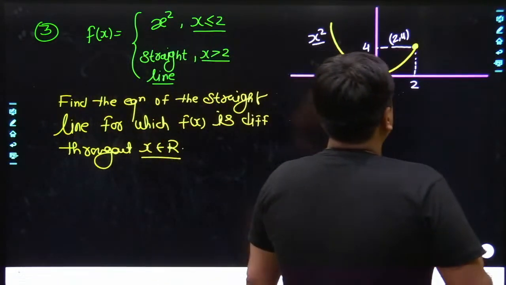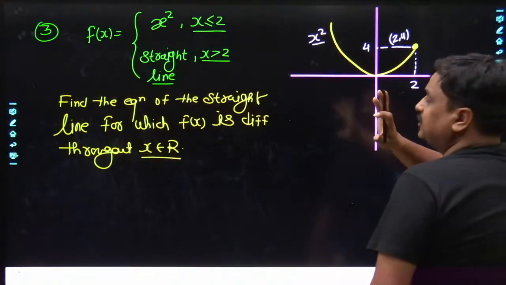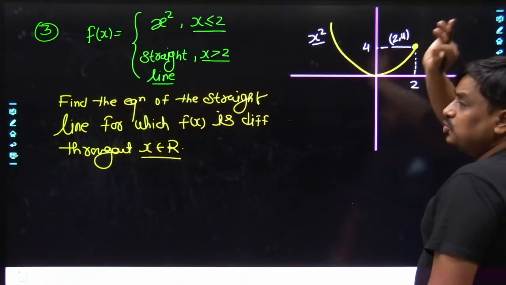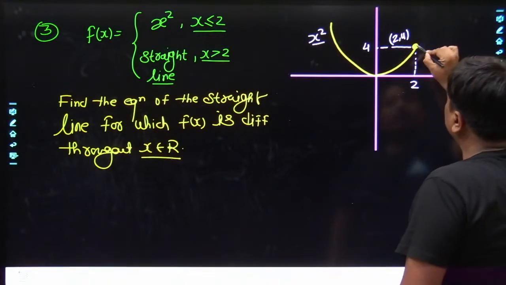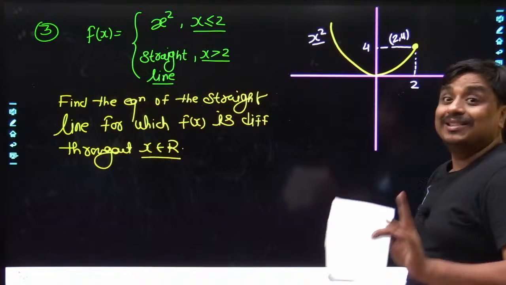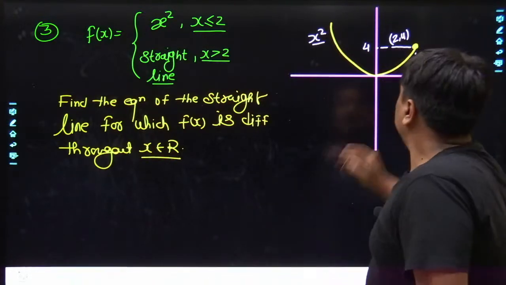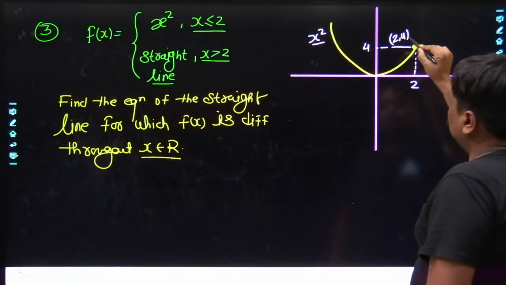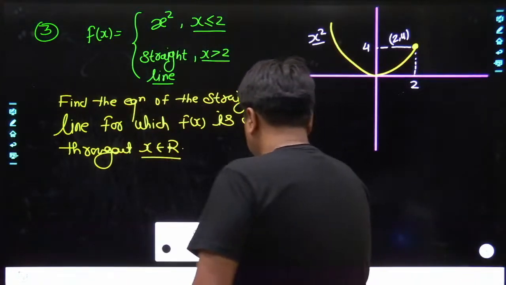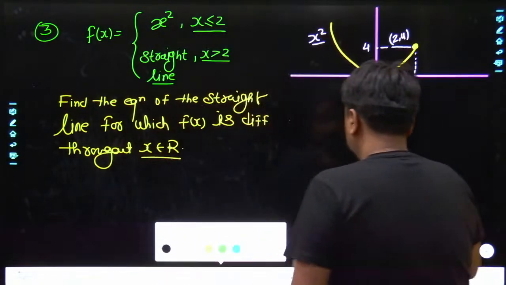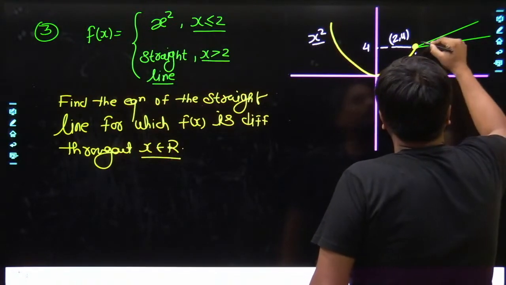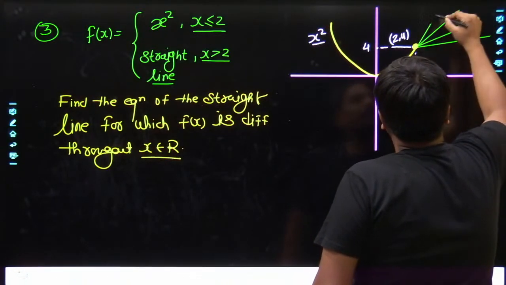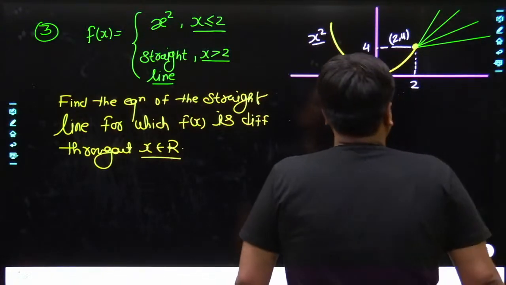So what you had to do? You had to design a straight line such that it must be passing through (2, 4). That's the first condition. Yes sir, we can design that. But if the straight line is passing through (2, 4), is that more than adequate to have differentiability at x equals 2?